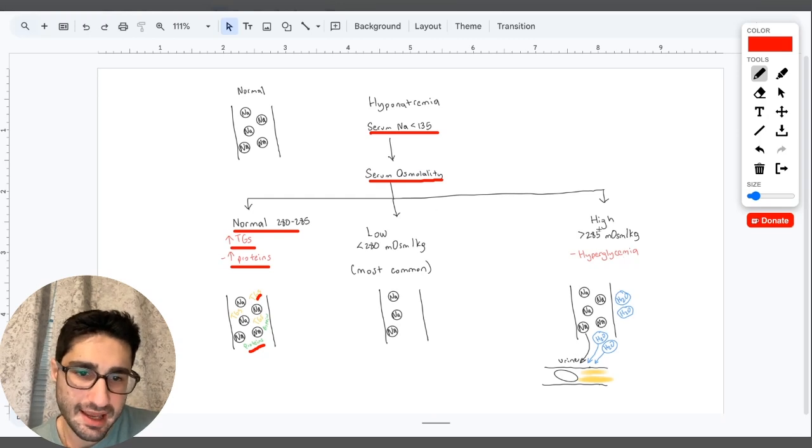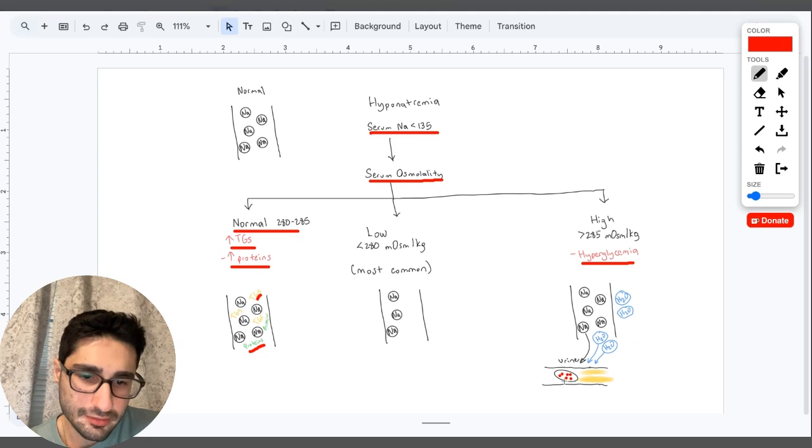If the patient has a high serum osmolality, the most likely cause of their low serum sodium reading is going to be hyperglycemia. Remember that glucose, imagine that these red dots are glucose molecules. When we have high levels of glucose within the serum, they're going to go into the kidneys and be filtered out into the urine.